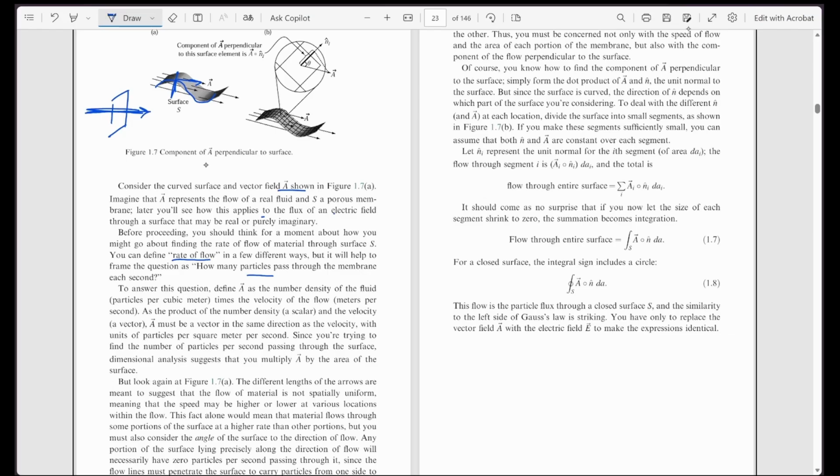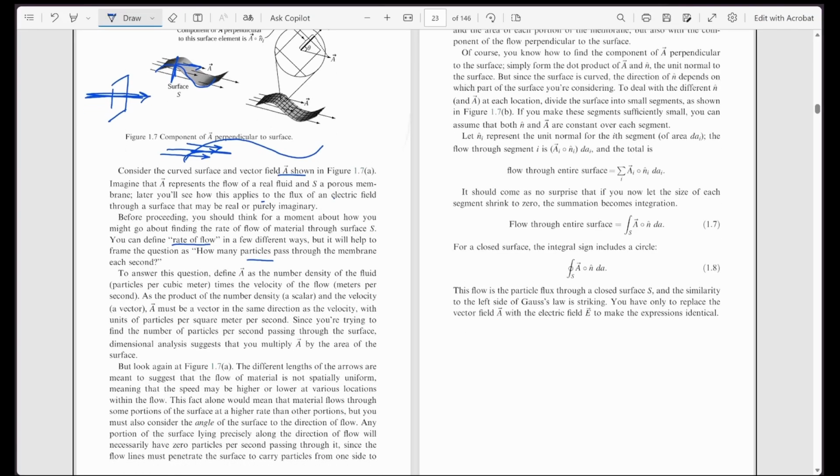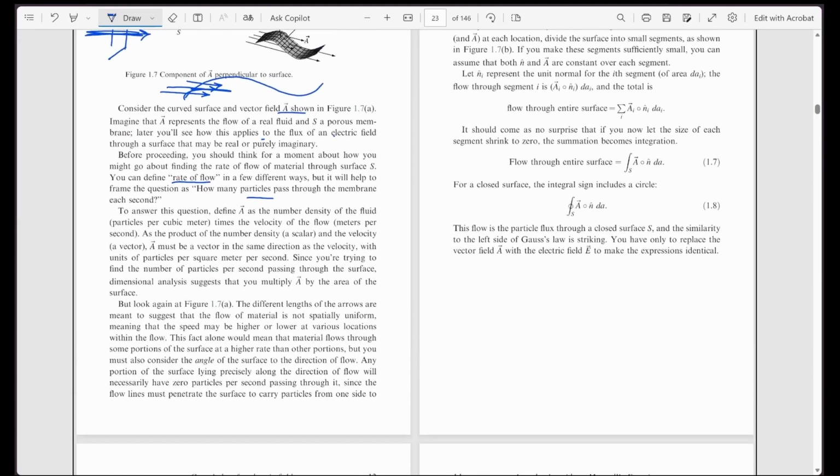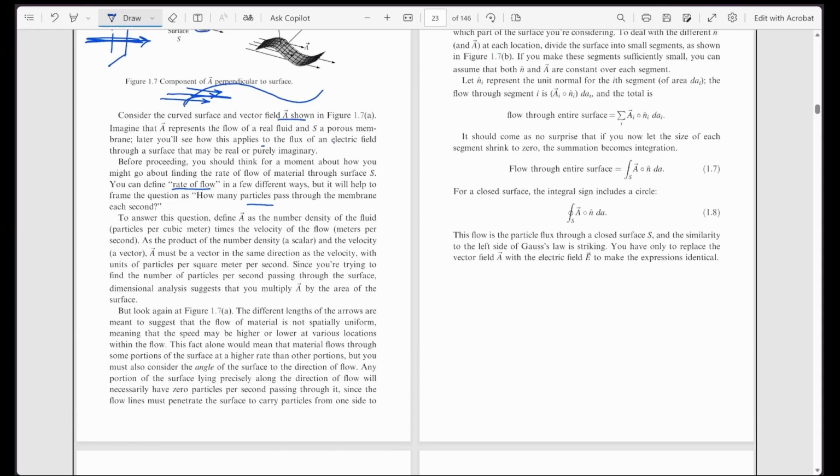So for the purpose of understanding, we will imagine we have a specific surface. It's porous, so liquid could just flow inside of it, and we'll use it as some kind of analogy. And then we will need to find the rate of flow, so how many particles pass through this membrane each second. So the electric field is not actually a liquid, but this is a way for the book to teach us and help make the idea closer to our minds.